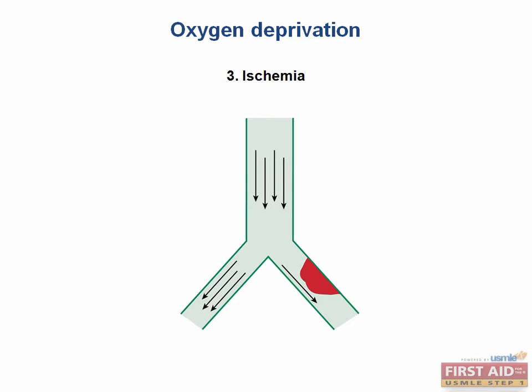Finally, ischemia is caused by a loss of blood flow to a particular tissue or organ, and thus the absence of oxygen delivery. This can be caused by something that impedes blood flow, such as an embolus, clot, or atherosclerotic plaque. Atherosclerosis-related ischemia can lead to clinical coronary artery disease, which is the number one cause of death in both men and women in the United States.